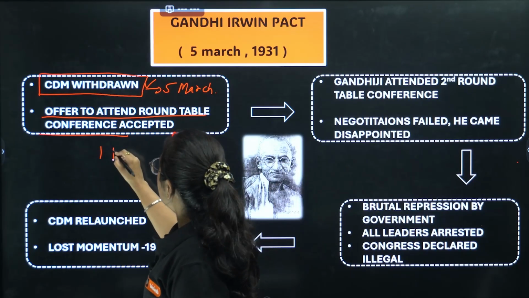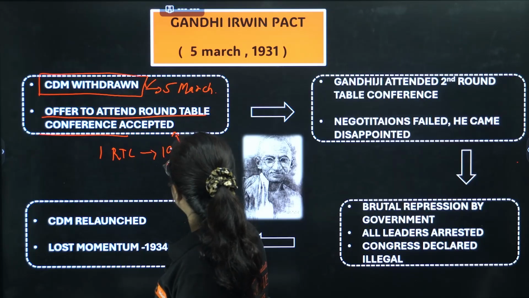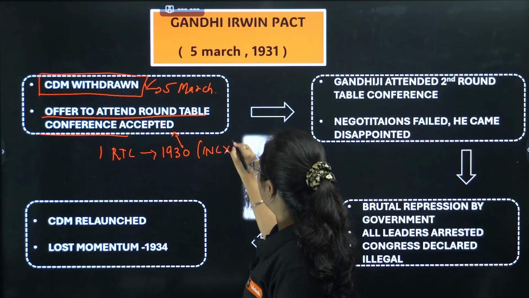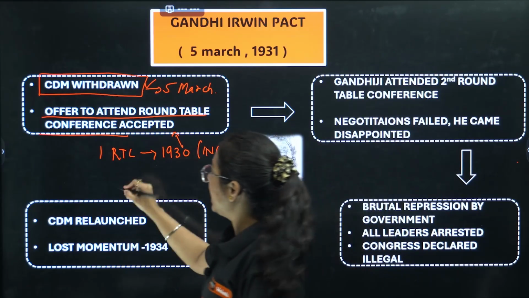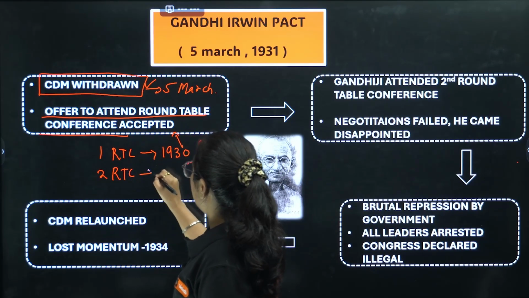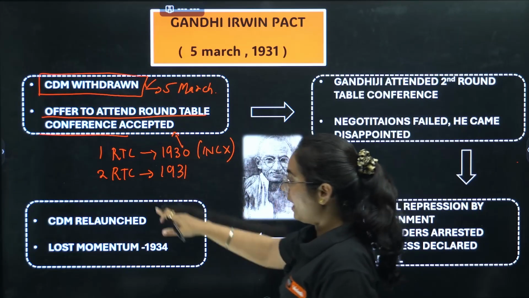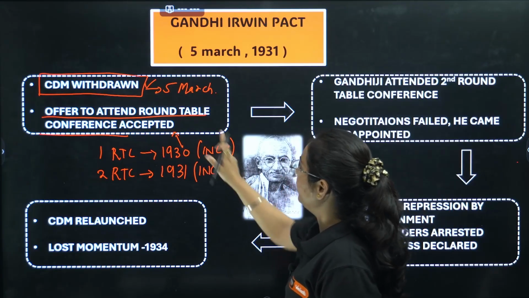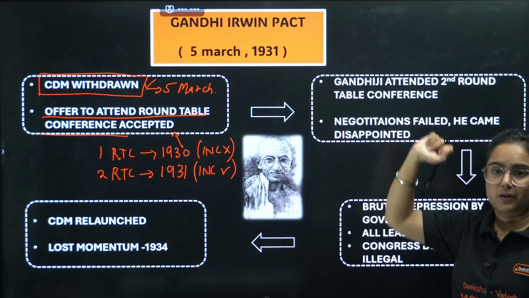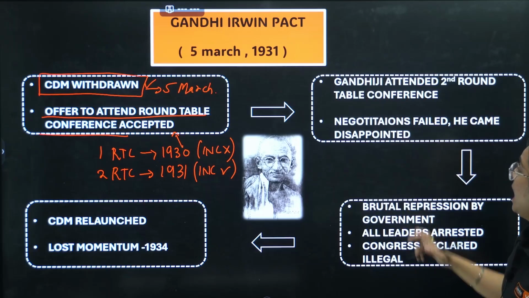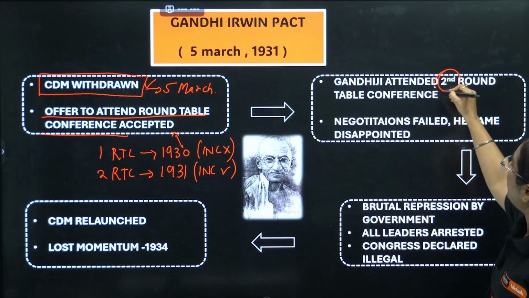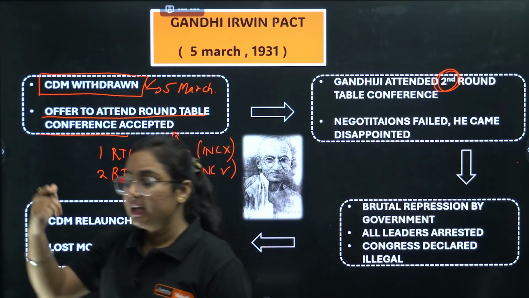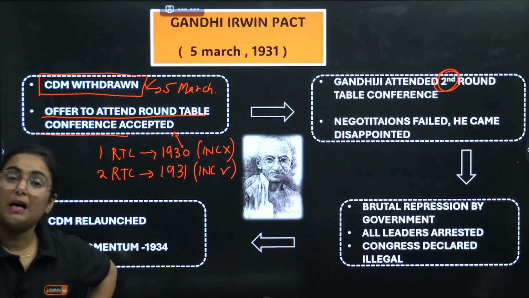See, the first round table conference took place in the year 1930, right? And the Indian National Congress did not attend it. Now, the second round table conference will be organized in 1931 and Irwin made Gandhiji agree to join this round table conference by this pact. Okay? Getting my point? Gandhiji attended the second round table conference also.